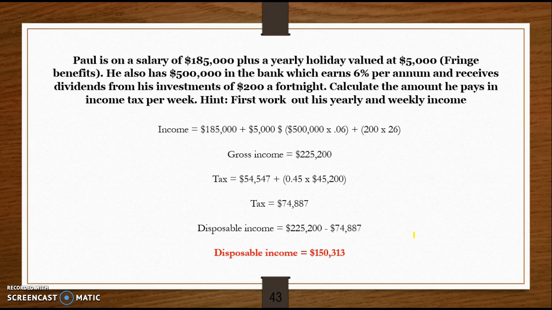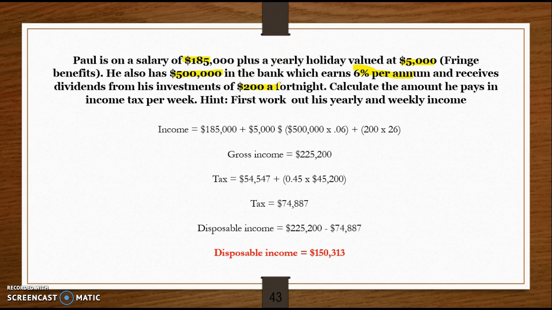A slightly harder question is when you have to work out the income first and then work out how much tax you will pay. So let's say you've got Paul. Paul is on a salary of $185,000, plus he gets a holiday of $5,000 from his workplace. He also has invested $500,000 in the bank, which earns 6% per annum interest. And he also gets dividends of $200 a fortnight.